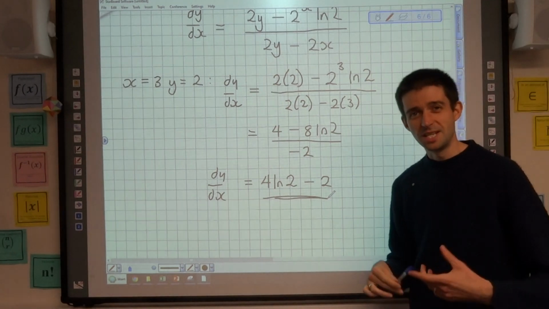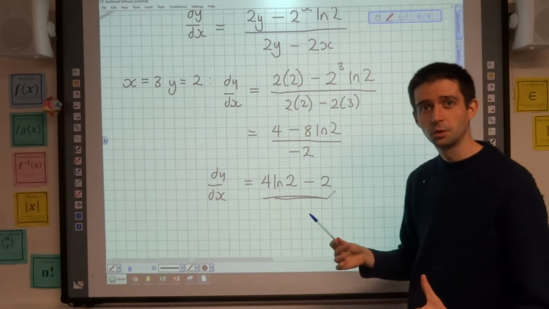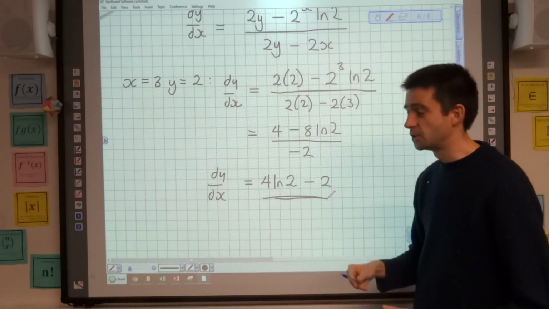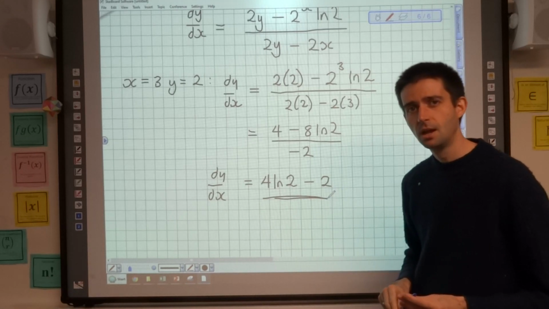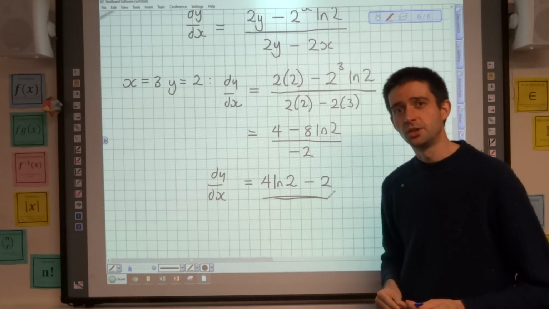And because I've been asked for the exact value of the gradient, I'm not going to work it out as a decimal, I'm just going to leave it in terms of ln 2, because that is the exact value that we've been asked for there. So there we go, implicit differentiation. Job done.